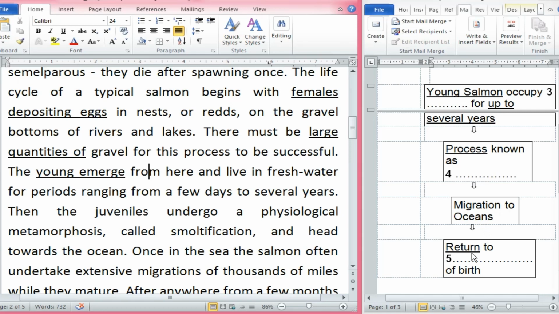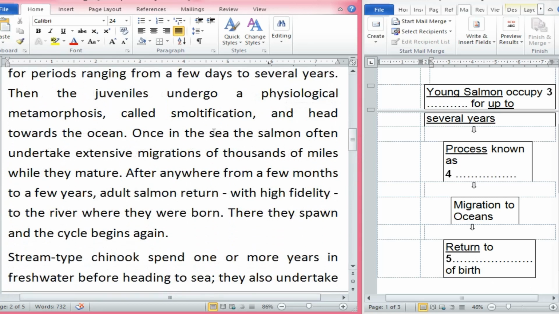Next question, they're saying return to dash of birth. So return or birth, perhaps there are two keywords here. So let's try to find returns or birth. We have to move from here and we have to find out returns or birth. Once in the sea, the salmon undertook extensive migration of miles. After anywhere from few months to adult salmon return. Return. So we got one keyword, return. One keyword we have got, so we will immediately underline it.